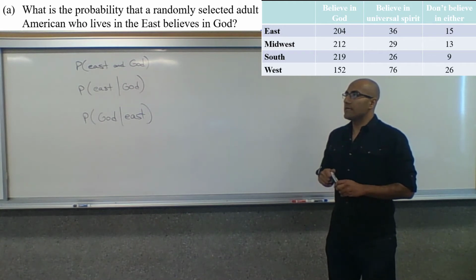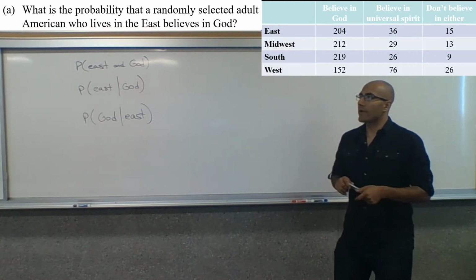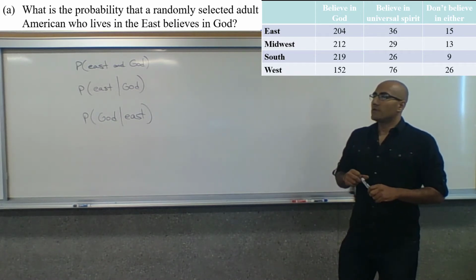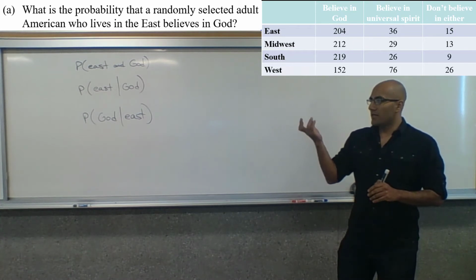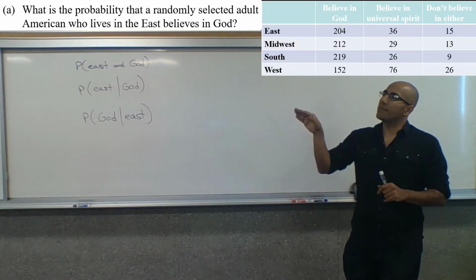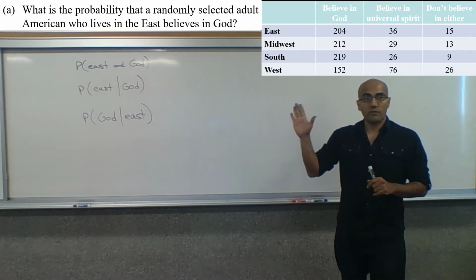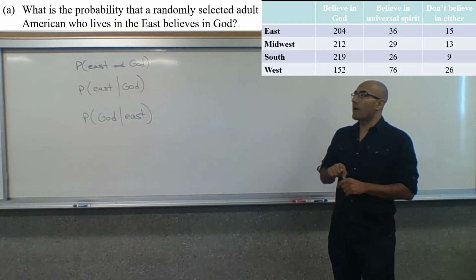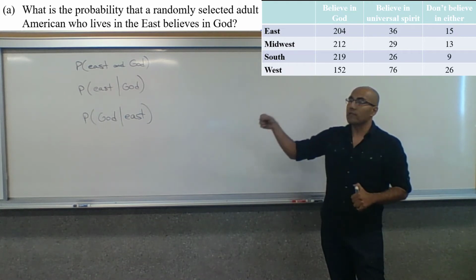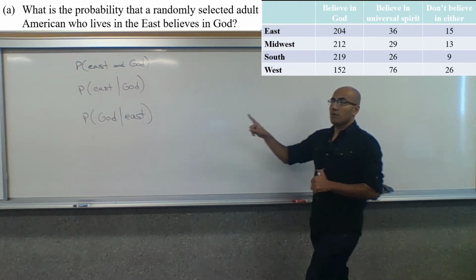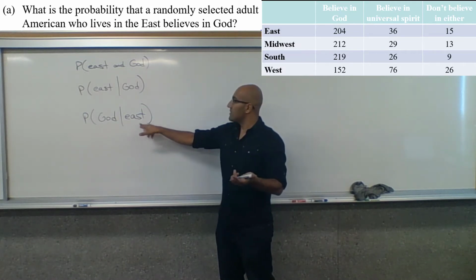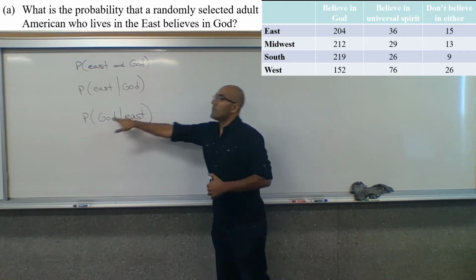Who lives in the East believes in God. What is the probability that a randomly selected adult American who lives in the East believes in God? English is tough, there are a lot of different ways of saying things in English. But it sounds to me like lives in the East is fixed, right? We want that to be a fixed thing. What's the probability that an adult American who lives in the East, we're setting that as a fixed thing, believes in God?